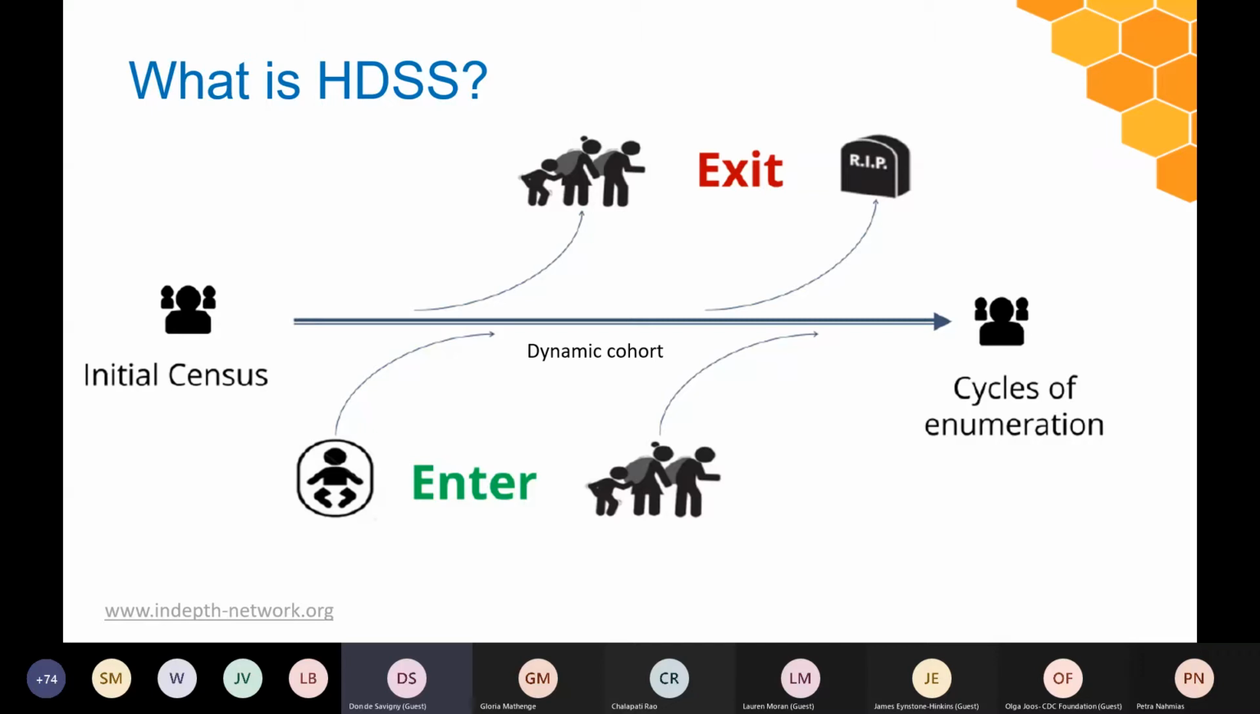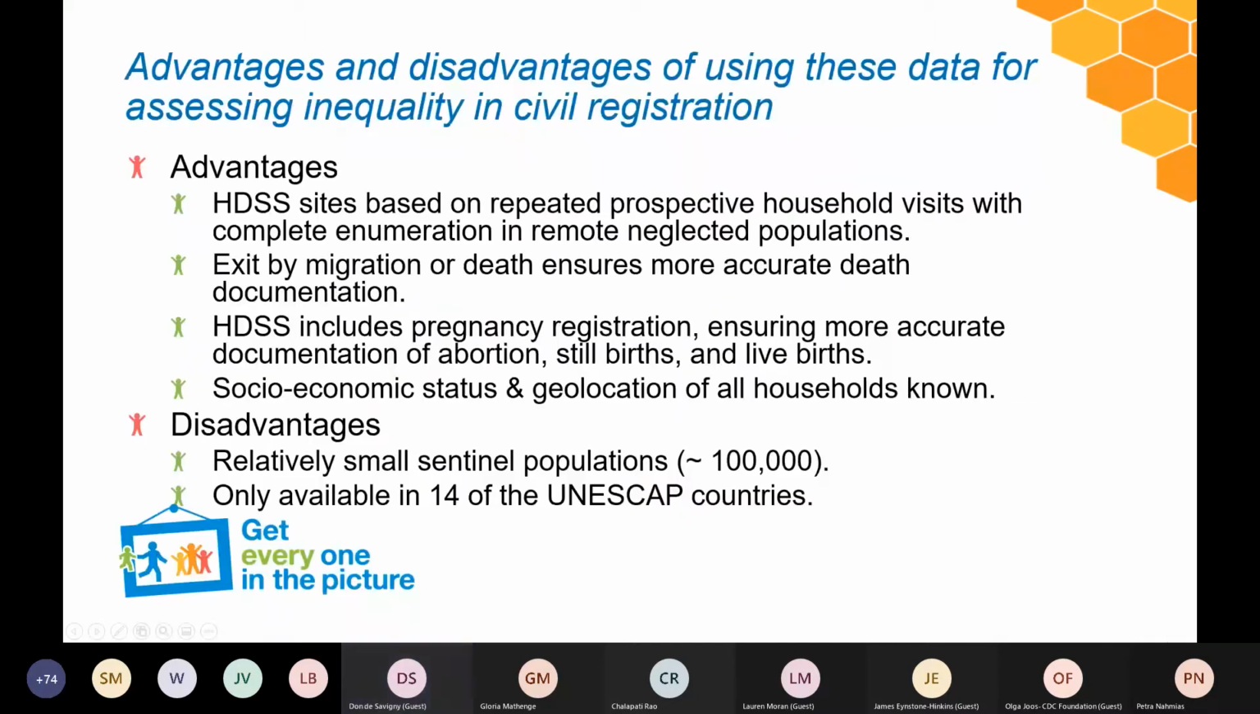Next slide, please. This gives certain advantages because they're based on prospective repeated household visits, at least one per year, ideally up to 3 enumeration visits per year in these neglected populations. And they also do pregnancy registration, which gives you a much more accurate documentation of outcomes of pregnancy, whether it's abortion, stillbirths, or live births. And this is very useful for assessing birth registration.